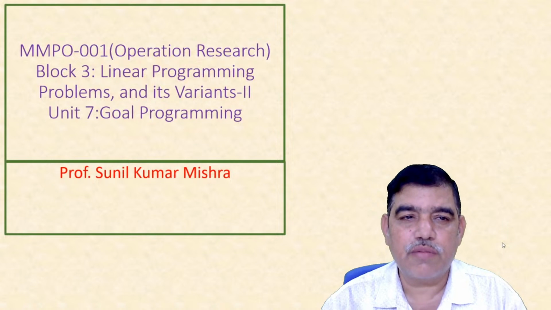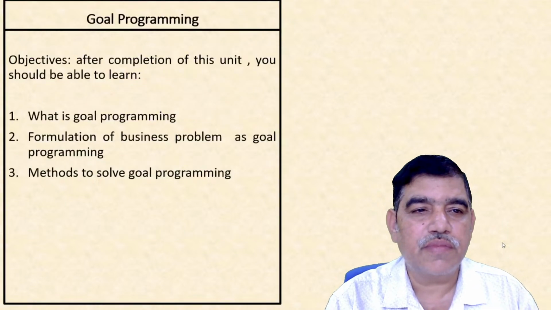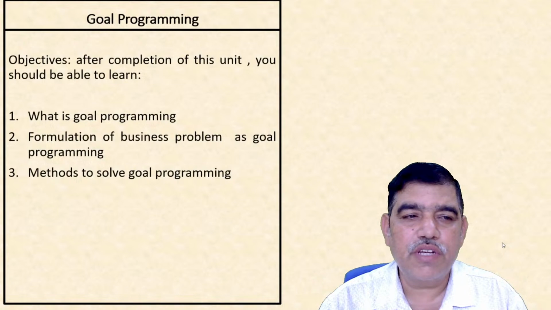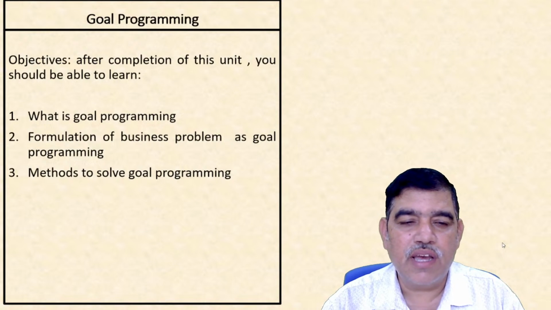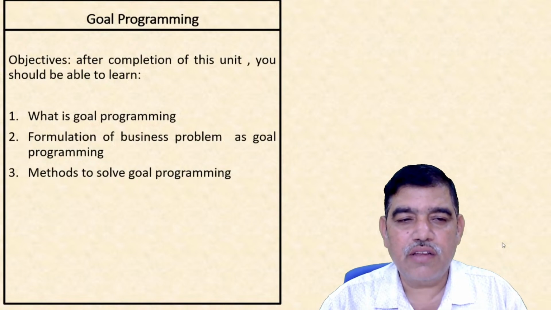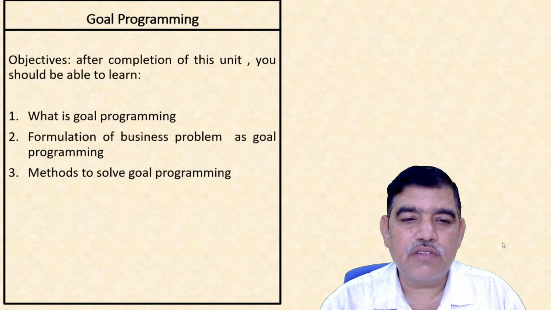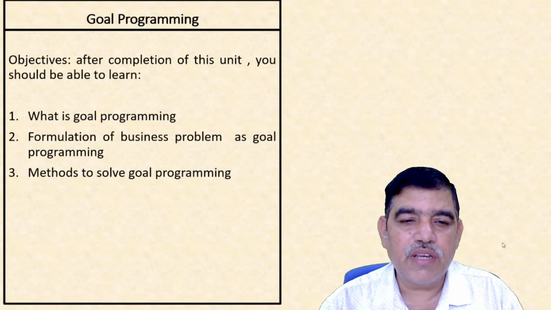So today we discuss the various objectives. After completion of this unit, you should be able to learn what goal programming is, how to formulate a business problem as goal programming, and the methods to solve it. You know that LPP can be solved by using the simplex method or the graphical method. Here also in goal programming, we use both methods. But the main objective is how to formulate business problems as goal programming with multiple objectives.